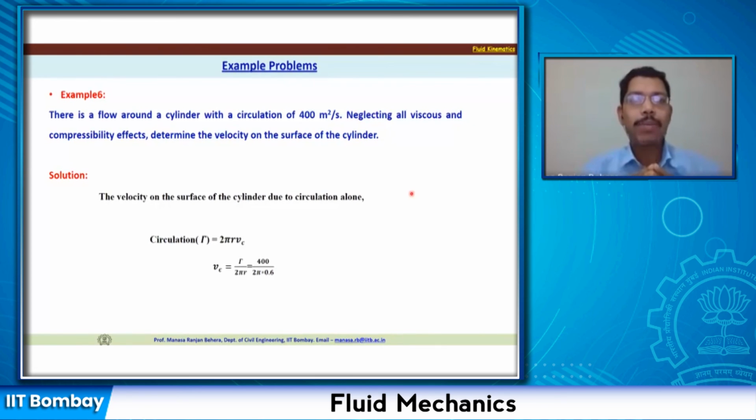Now here, I think in the problem I forgot to give the radius of the cylinder, so that is given as 0.6 meters. If it is 0.6 meters, then obviously you will have the velocity Vc equals 106.1 meters per second. So if you have a circulation, you can find the velocity around the cylinder also. So these are various applications and quick examples that you can go through, and you have a lot of other example problems that you can also solve to understand the subject more.